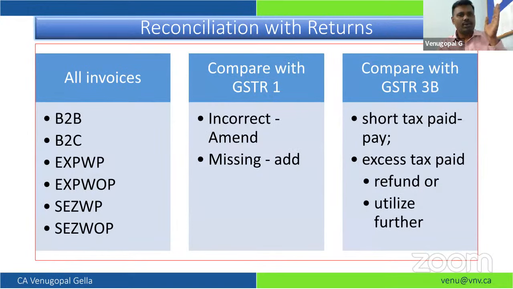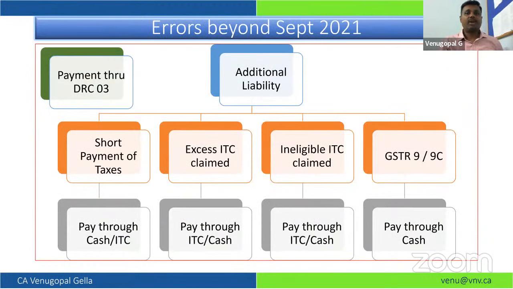Then you need to have, whether it is 18%, 12%, 5%, how much of that is B2B and B2C. Even this segregation is very important. This information you have to compare with GSTR-1 and GSTR-3B. Then you derive how much tax you have to pay. Have you paid it or not?